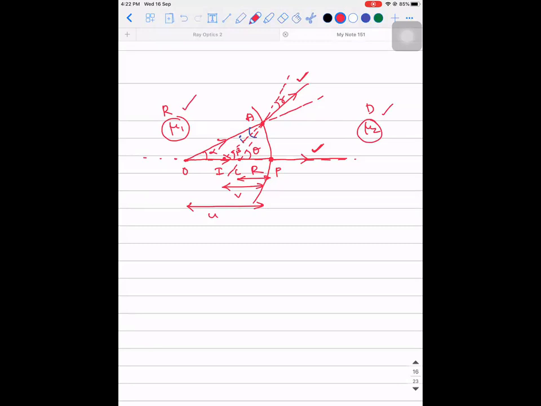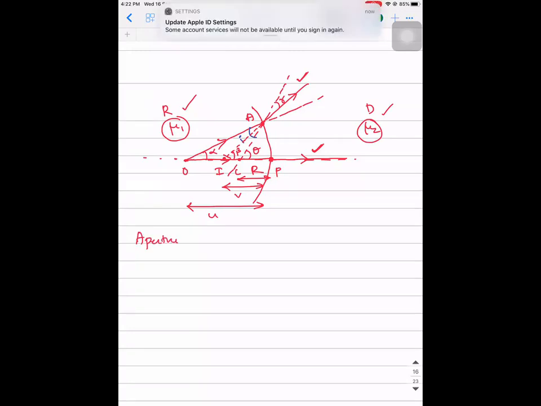I told you in this chapter, what is the first assumption we take with respect to spherical surfaces? Aperture is small. Yes, that's right. So when the aperture is small, what happens to the angles?